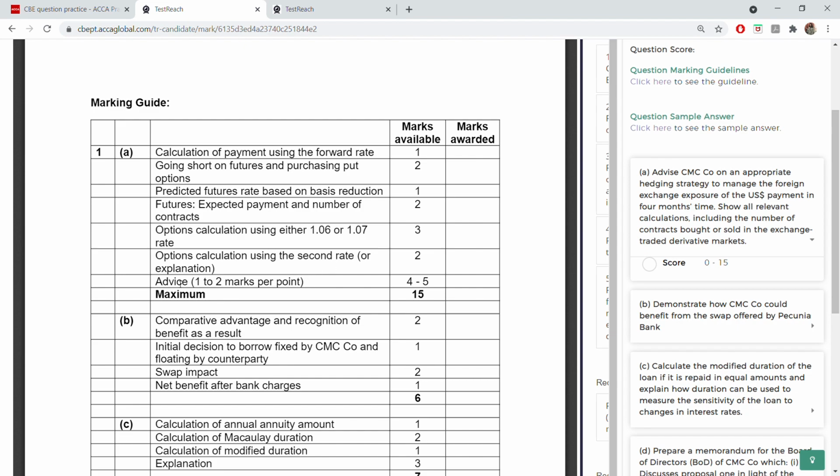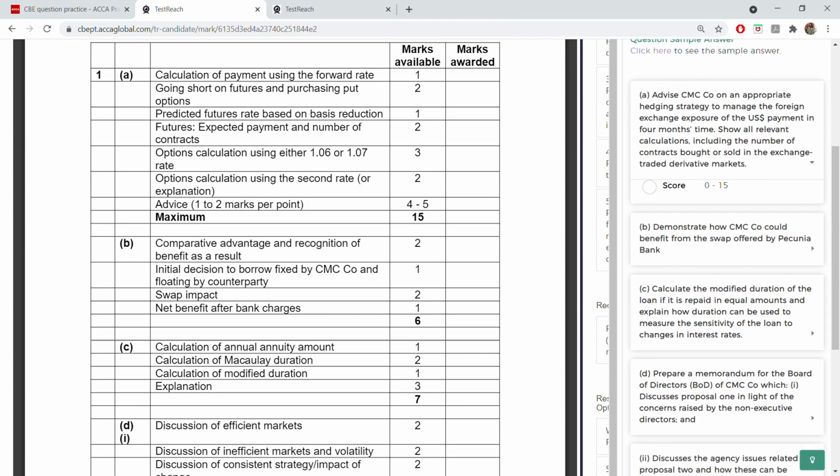Then advice, 1 to 2 marks. So advice, you see, 4 to 5 marks is on advice. That means you have to talk about the advantages and disadvantages of the three methods, forward, future, and option, and compare them among themselves. For example, forward, you can hedge. It could be customized, but not futures and options because they have a particular contract size which is 125,000, just standardized. So like this, you're comparing.